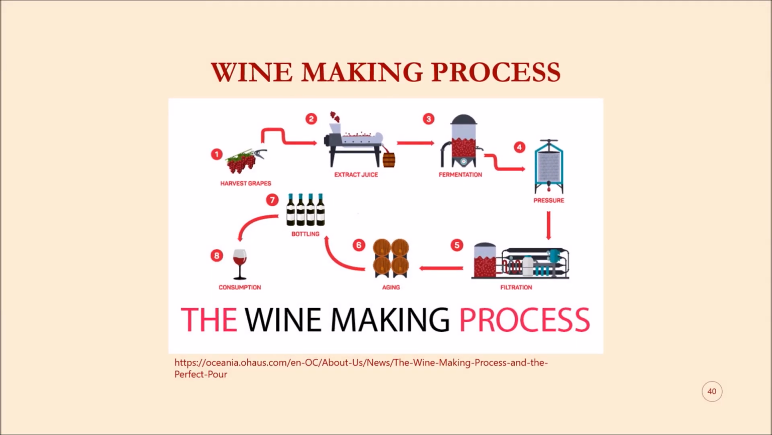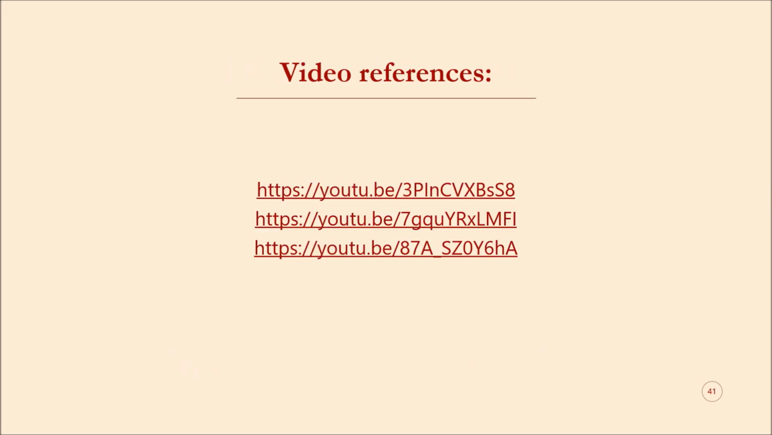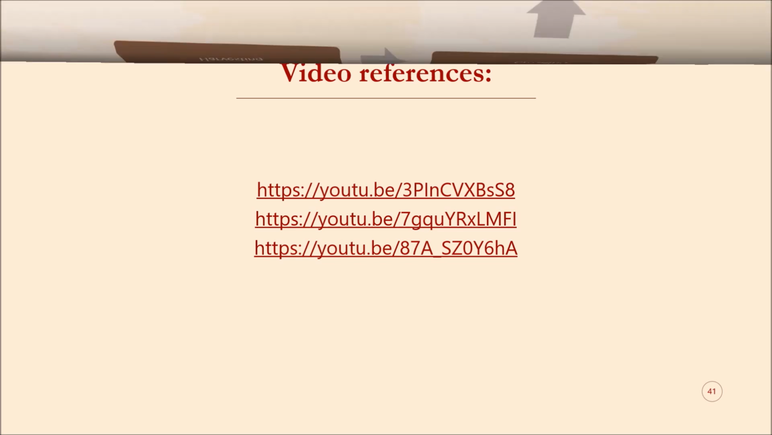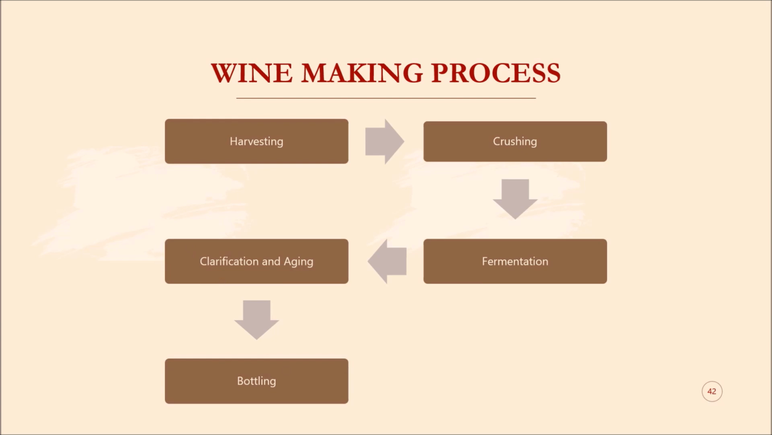Here is the diagram of the production of wine. For more information about the process, refer to these links. The wine-making process is harvesting, destemming and crushing, fermentation, clarification and aging, and then bottling.